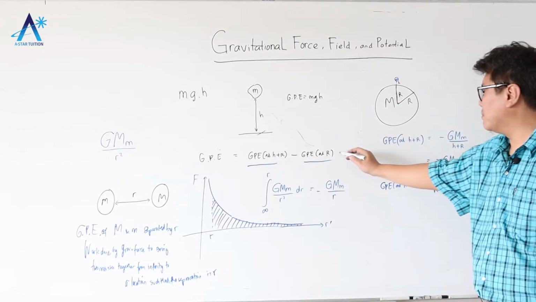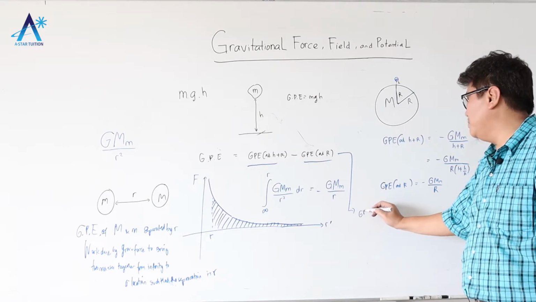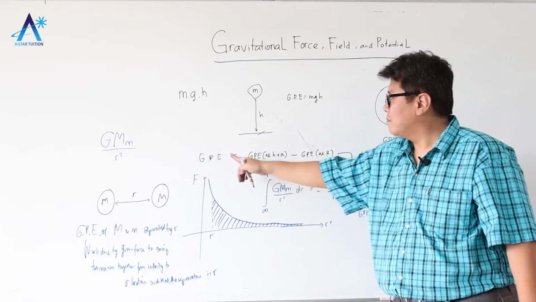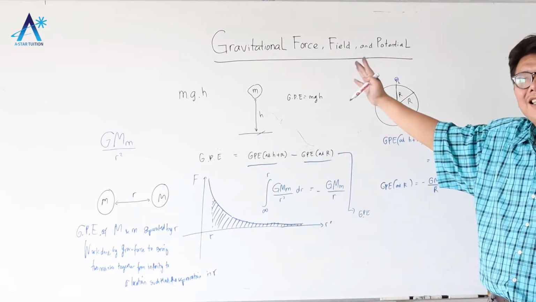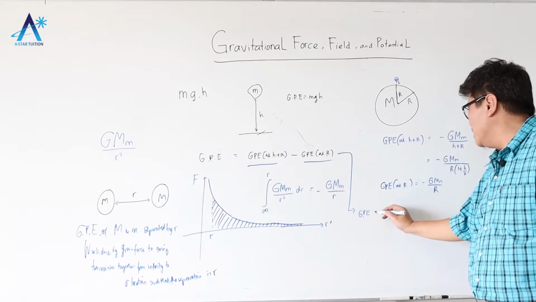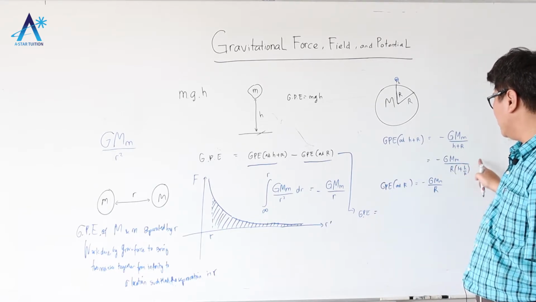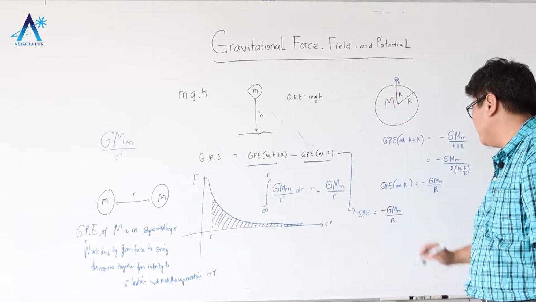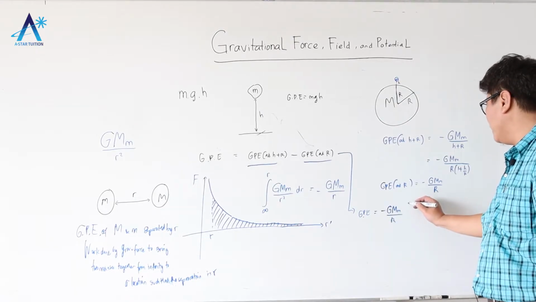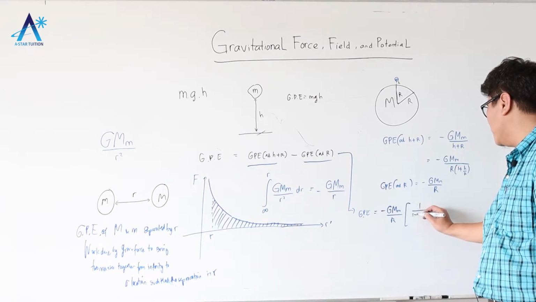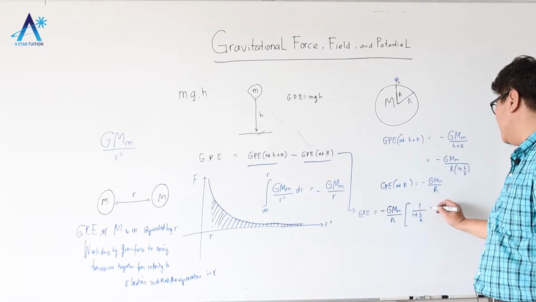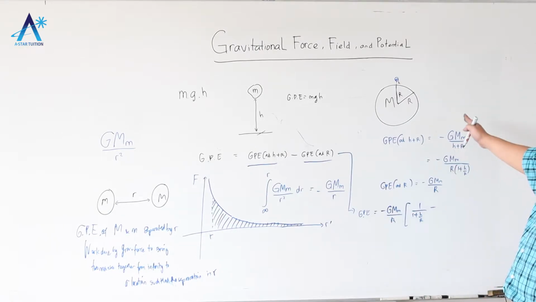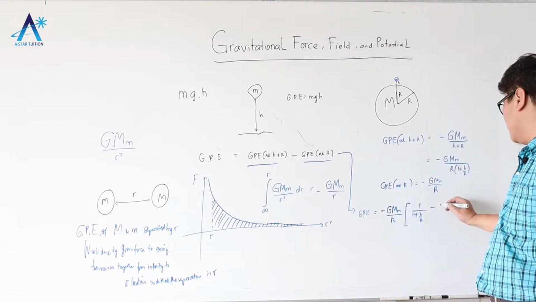So if you do the subtraction, the previous definition of GPE that you are familiar with is equal to this minus that. So this is minus GMm over r, and then you have 1 over 1 plus h over r, and this minus that, so it's minus 1.